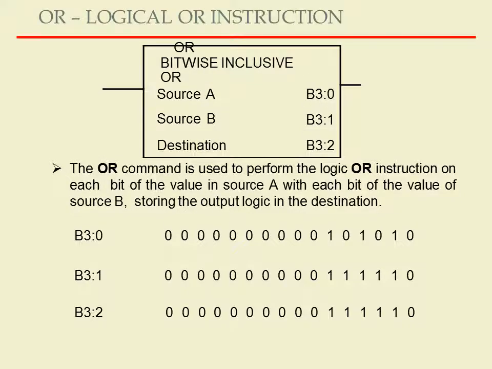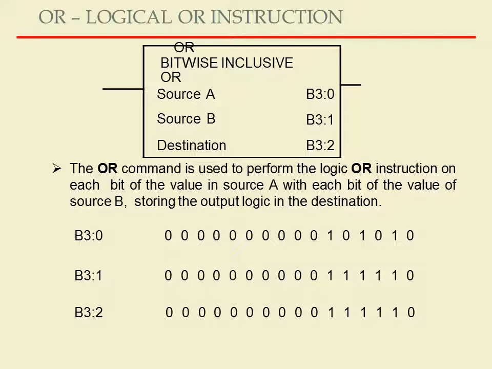Then the next is logical OR instruction. It is also bitwise OR instruction. Then here is also source A and source B. The files are B3:0 for source A, B3:1 for source B. So this is the specific file where the bitwise operations are done. Okay, then destination is B3:2.